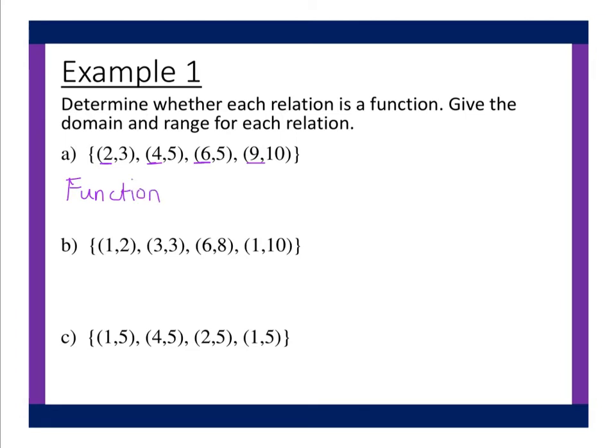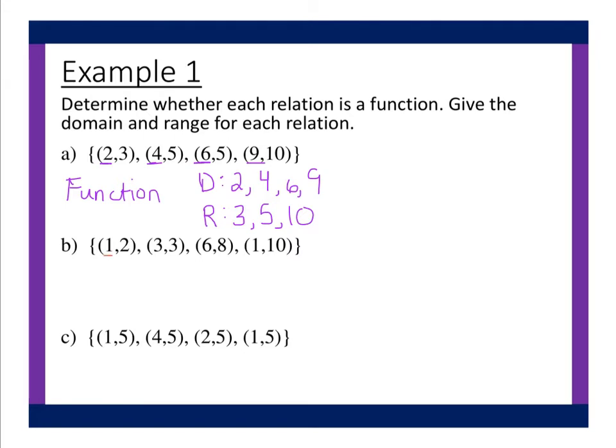Then it wants us to give the domain and range for each relation. So our domain for this set of ordered pairs is all of our x values. So we just need to list them. 2, 4, 6, and 9. Then for the range, it's all of our y values. So the things I don't have underlined right now. So 3, 5, 5, and 10. We only need to list that 5 once. We don't have to list it multiple times. So that's part A.